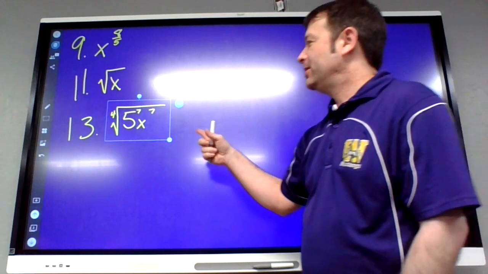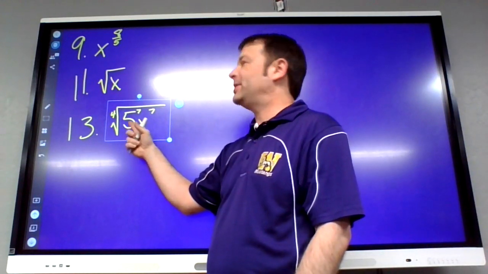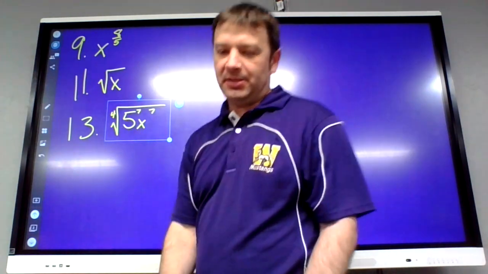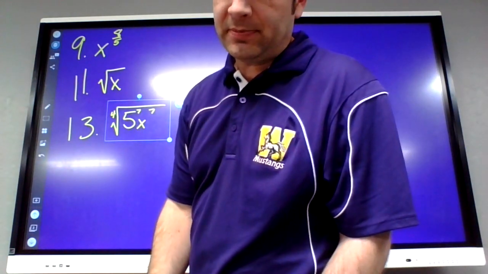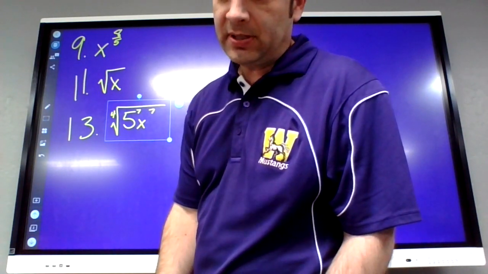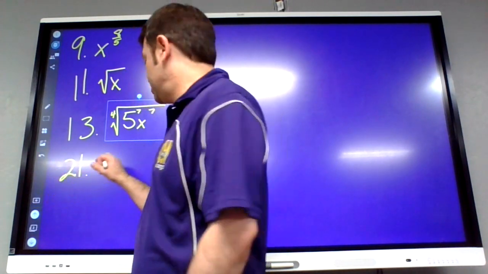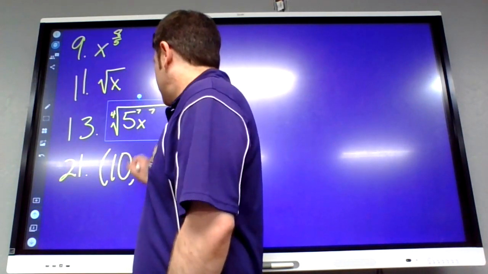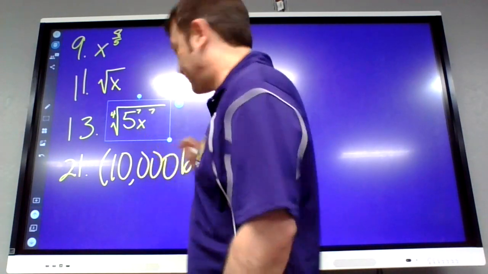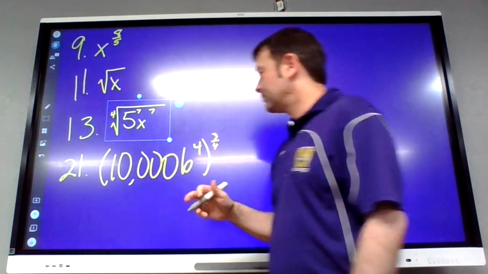Enough. Okay. In the book, we simplified 5 to the 7th, but in this, let's just leave it because that's a giant number. Okay. What else? Well, okay, I'm going to jump all the way down to 21. So it's 10,000 b to the 4th, to the 3/4. I have to get that.